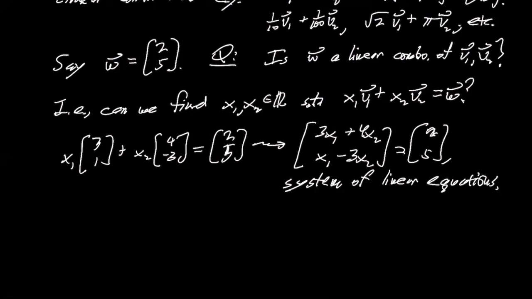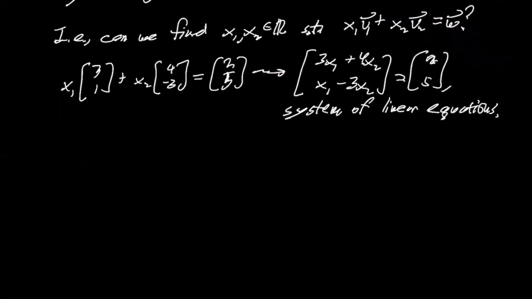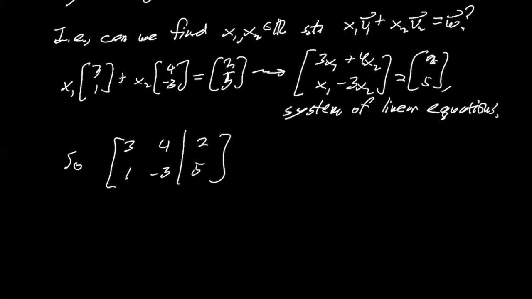And then you say, okay, well, now I can write down an augmented matrix instead. So the columns are 3, 1, and 4, negative 3, which, remember, are the vectors v1 and v2. And the last column is 2, 5. So it's worth pointing out here that this column is v1, this column is v2, and this column is w. And then you row reduce.